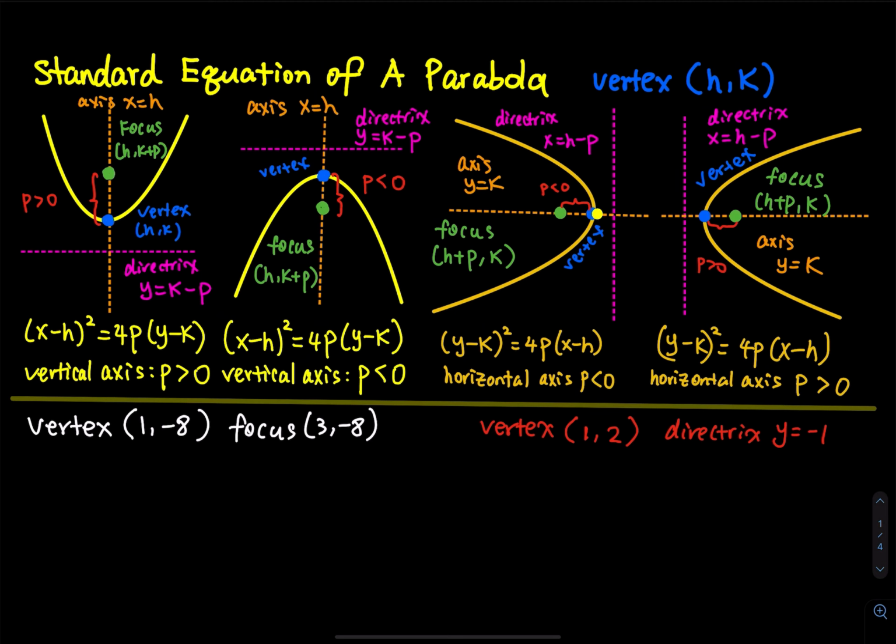The vertex is always h comma k, and then facing left, p is less than 0. So from this point to this point, you have to take this x value and then subtract p to get to the focus. And then from this to the directrix, you will have to take x plus p.